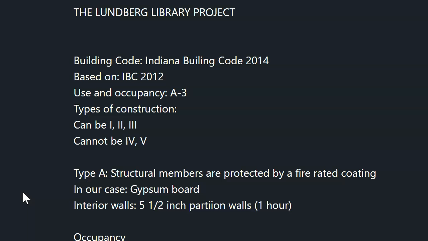And we're also using 5.5-inch thick partition walls. Notice that at the end of the description it says 1 hour. And in some materials you'll see 2 hour and 4 hour. These are fire ratings, which say that if you have a fire, this wall will remain structurally intact for 1 hour before failing.